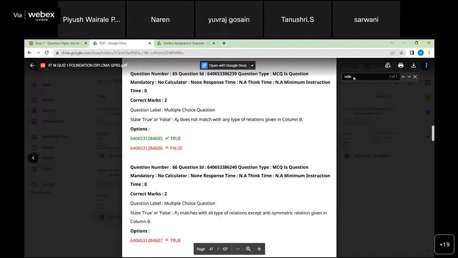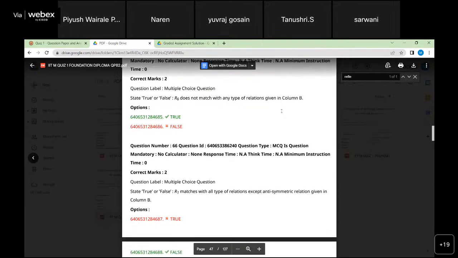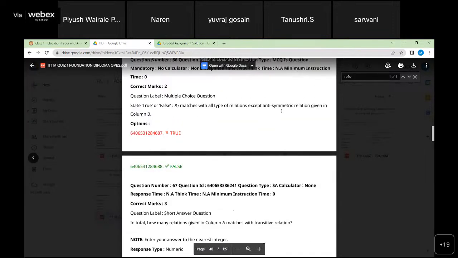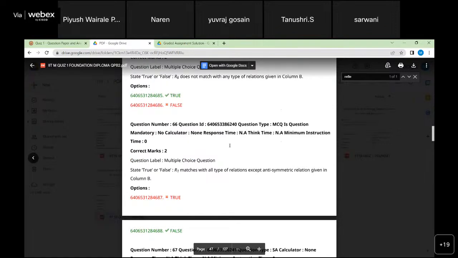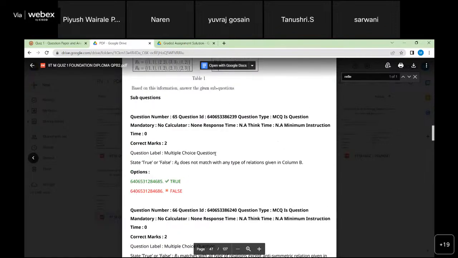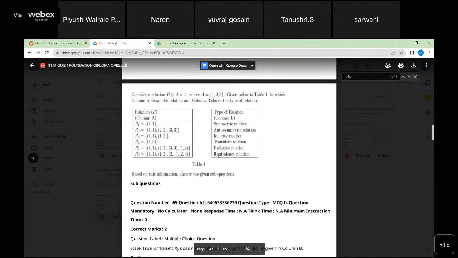Yes, sir. R6 does not match with any type of relation given in column B. The answer is true, which means it should not match. Yes, sir. It should not even match with reflexive.